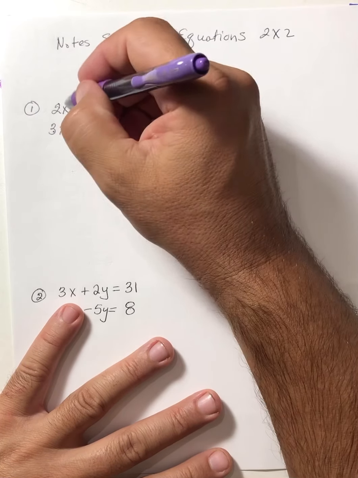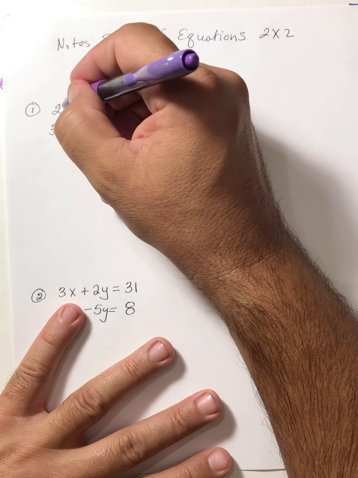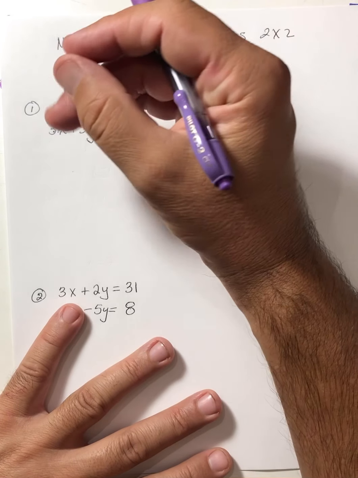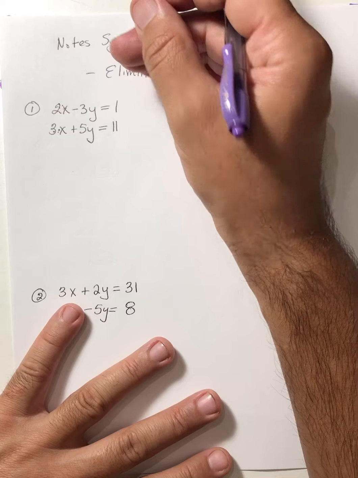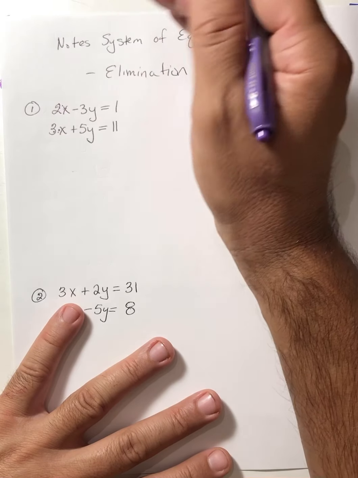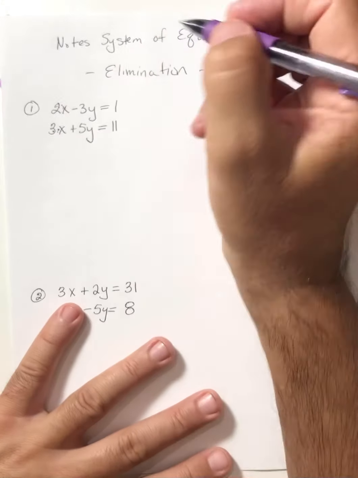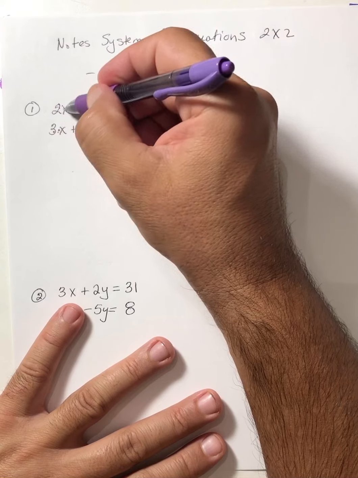So if I'm going to get rid of the x's, I need these two values in front of the x to be opposites of each other. One has to be a positive, one has to be a negative, but they have to be the opposite number. Positive 8 and a negative 8, a positive 50 and a negative 50. And so now we're going to do some multiplication to make these opposites.